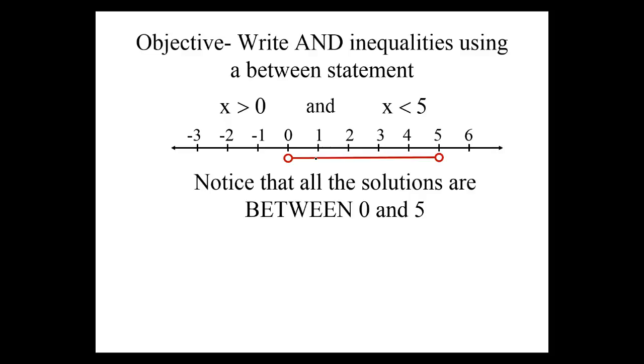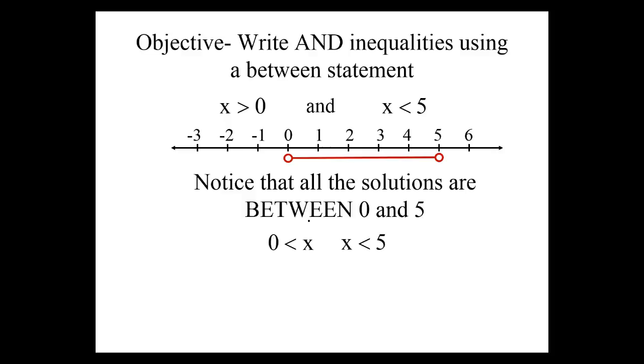We call it a between statement because all of the answers are between two numbers, between 0 and 5. So here's what we do. We take the smaller of the two numbers. Usually the one on the graph, it's going to be the one on the left. So here it's going to be the greater than or equal to 0, right? And we actually flip it around.